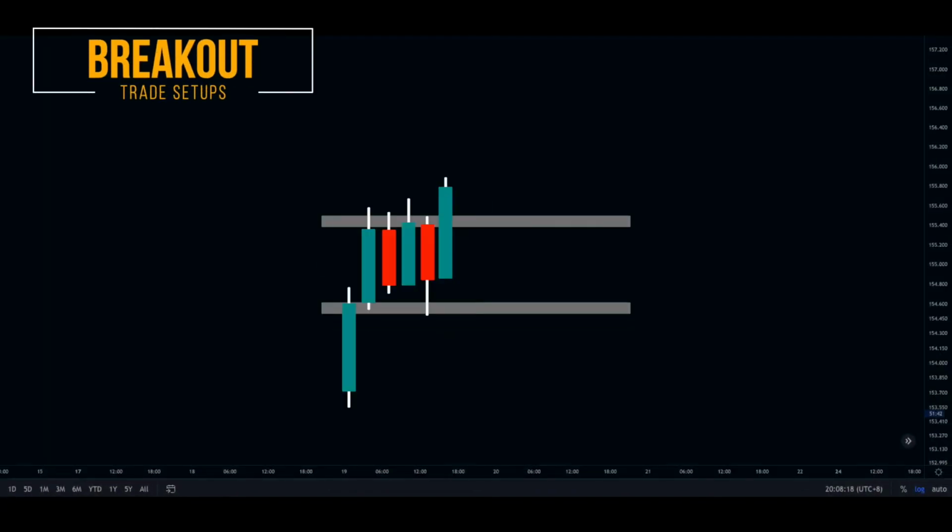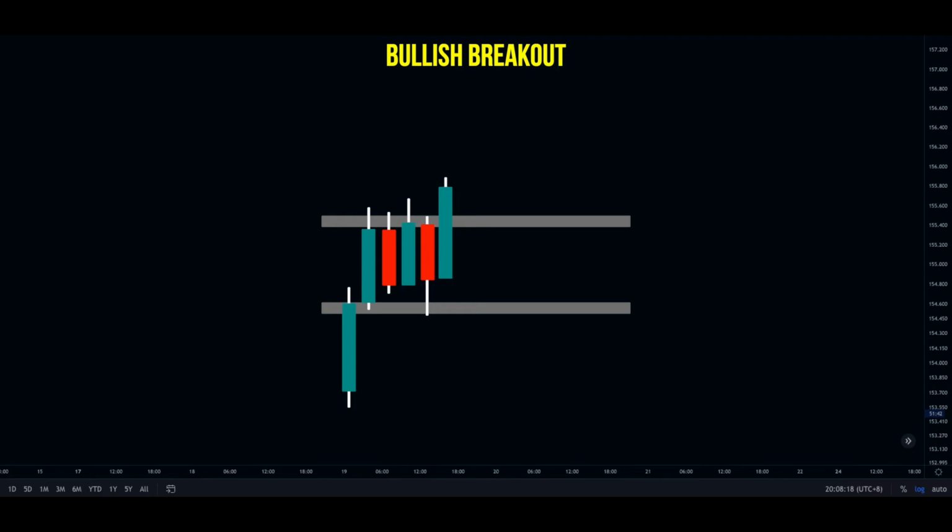Here we have an uptrend and price is in a range. This candle managed to close outside of the range. This is the start of a breakout setup. Price broke out of the range. Now we'll wait for the next candle to form a bottom wick. We'll place our buy stop above the high of the previous candle and our stop loss at the bottom of the breakout candle, looking for price to drive up to our take profit once our buy stop is activated.